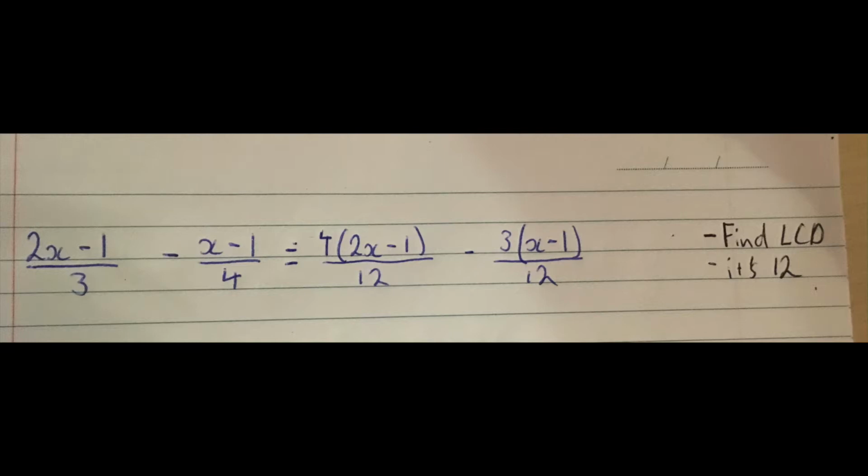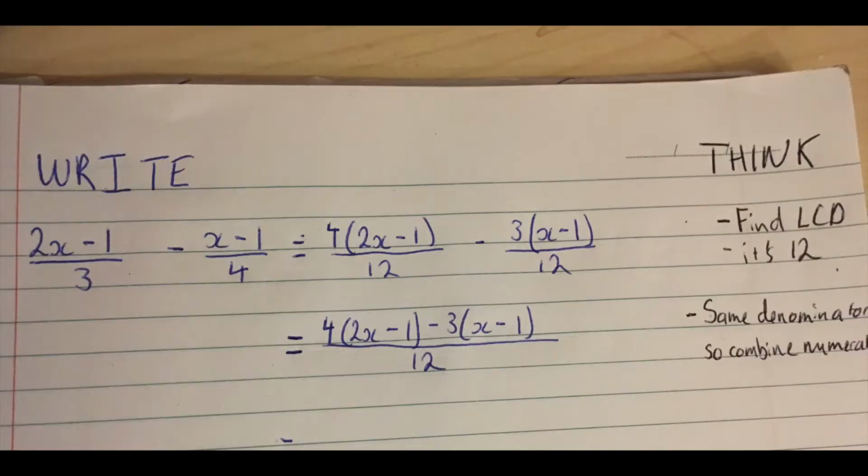So for the first fraction, if I want to turn the denominator into 12, I'm going to need to do the same to the top that I'm doing to the bottom. So on the bottom there I've multiplied by 4. I've gone 3 times 4 to get 12, and on the top I've also multiplied that by 4. For the second fraction, I've had to multiply the bottom by 3 to get 12 there, so I've also multiplied the top by 3. So now we've got two fractions with the same denominator, so we're good to combine them.